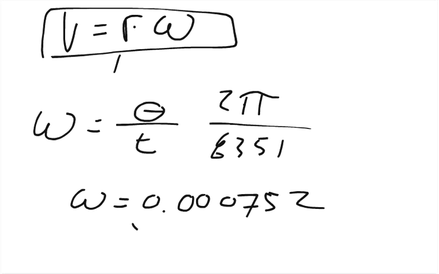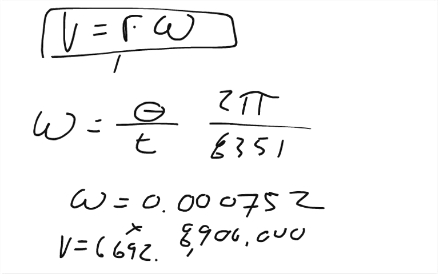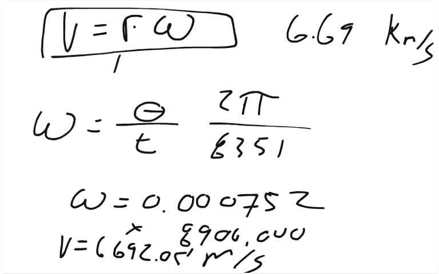Now the velocity is the radius times the angular speed. We multiply this by the radius, which we said was 8,900,000, and we get V equals 6,692.05 meters per second. It wants the answer in kilometers per second, so we divide this by 1,000, and it's traveling at 6.692 kilometers per second.